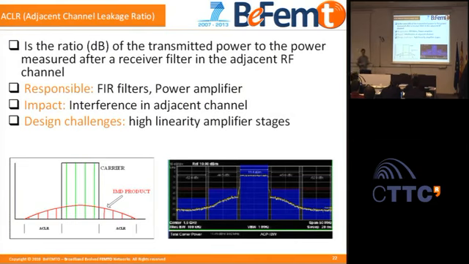Also, like in the error vector model. For example, this is an example of an LTE amplifier. I guess it is the same that I presented before, and this is the specification for LTE. You can see the LTE spectrum, and this is the ACLR in the adjacent channel. I guess it fulfills the specification, but this is an example. Okay. You also have to take into account this parameter.